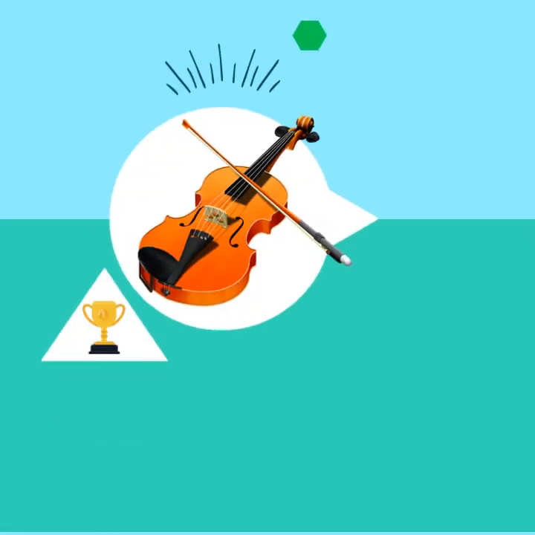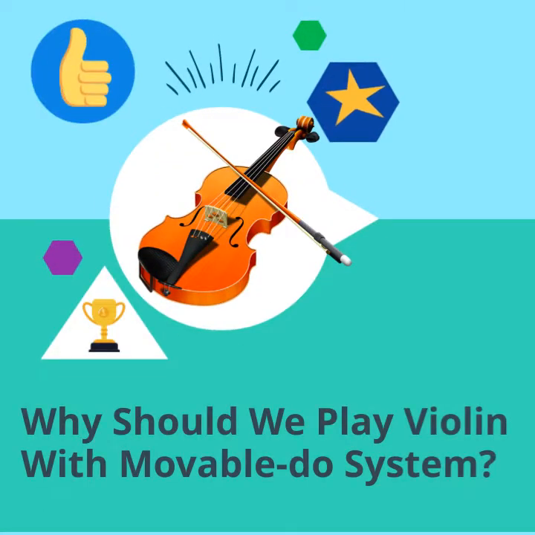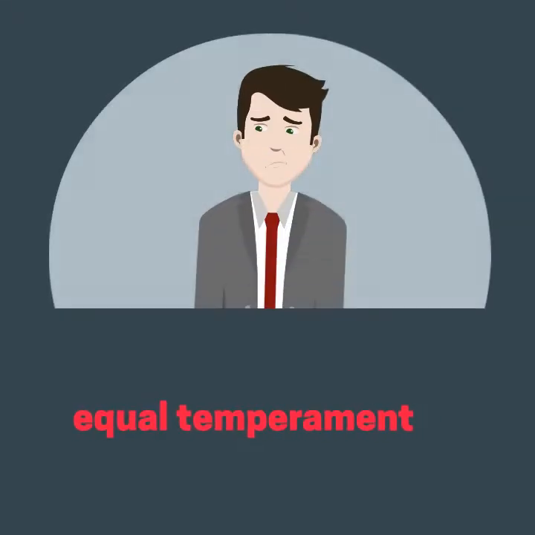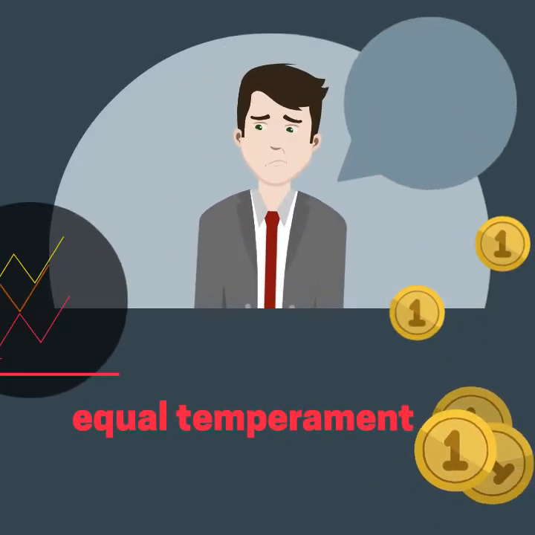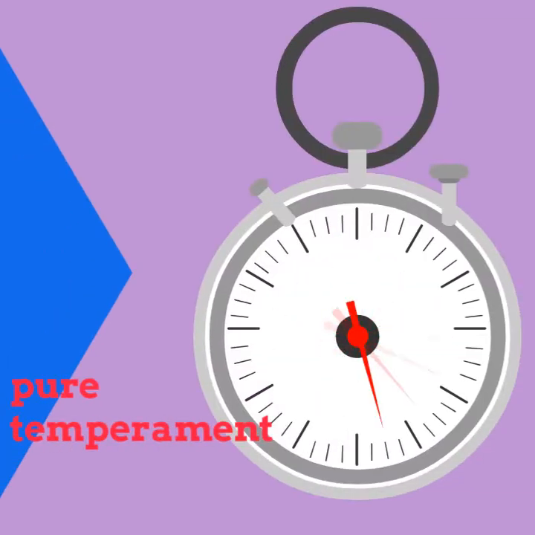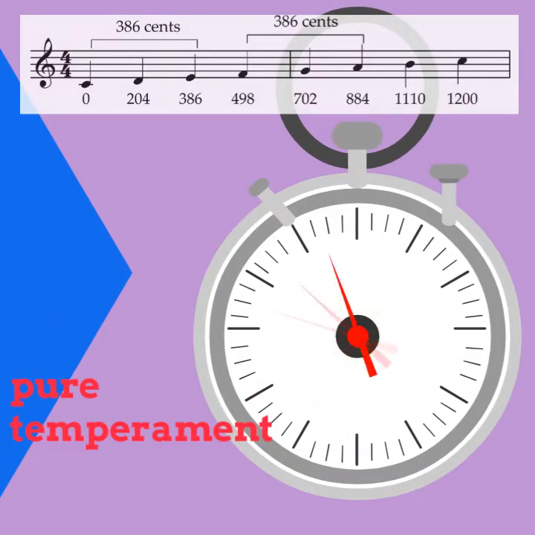Why should we play violin with movable-do system? The ordinary people play violin with equal temperament. However, in tonal music one has to use pure temperament, so that the tonality and harmony are right.